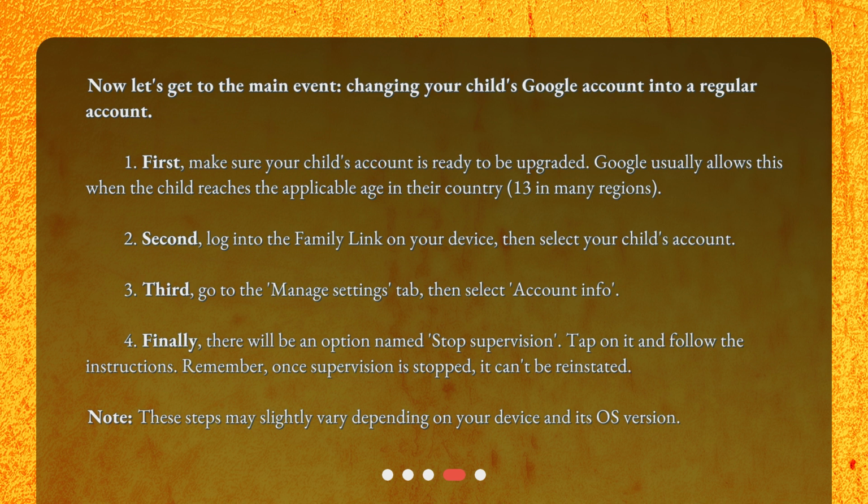2. Second, log into the Family Link on your device, then select your child's account. 3. Third, go to the Manage Settings tab, then select Account Info. 4. Finally, there will be an option named Stop Supervision. Tap on it and follow the instructions. Remember, once supervision is stopped, it can't be reinstated. Note, these steps may slightly vary depending on your device and its OS version.